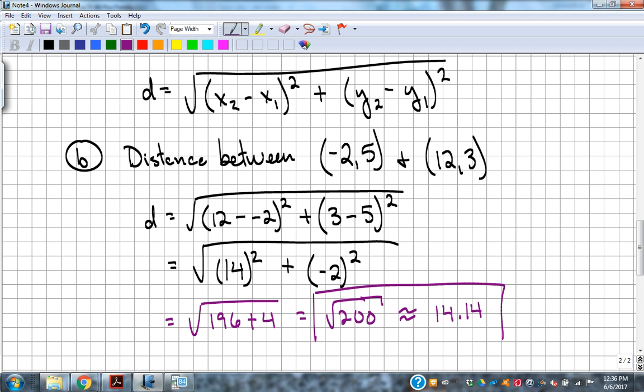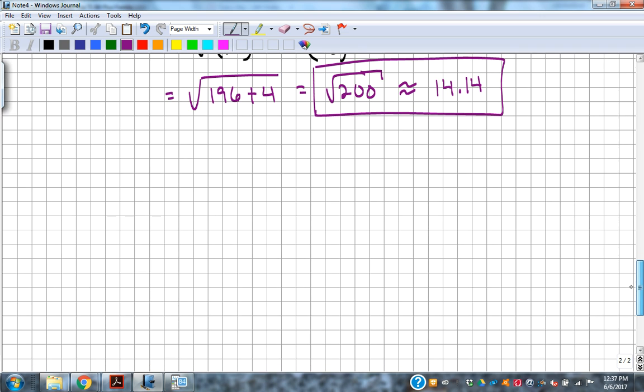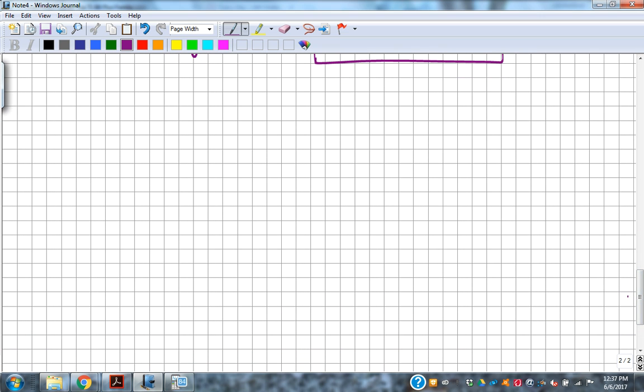So those are the exact answers: the square root of 200, or about 14.14, as the distance between those two ordered pairs. So very straightforward. You take two ordered pairs and find the distance between them. Not anything extremely strenuous just yet with the distance formula. I think in maybe Math 110 there's a little bit more to do there, but not with us in 100. It's just pretty straightforward. Okay.